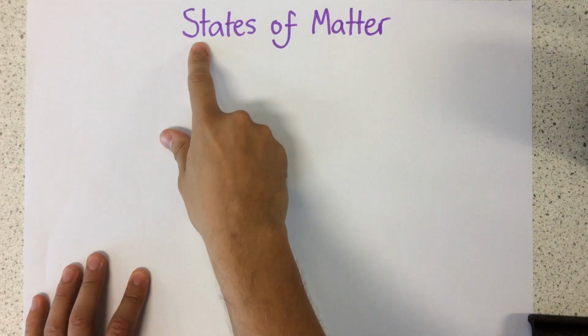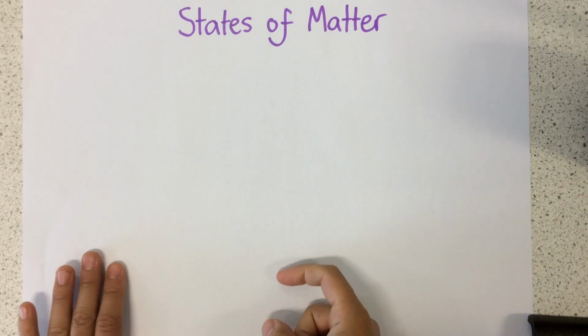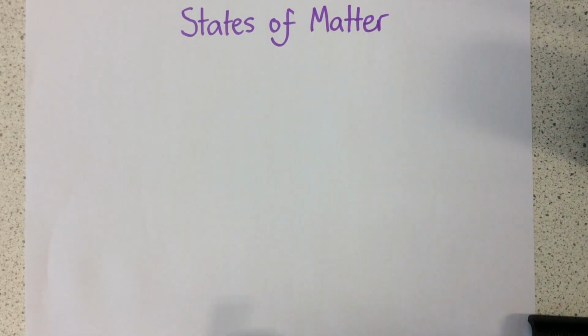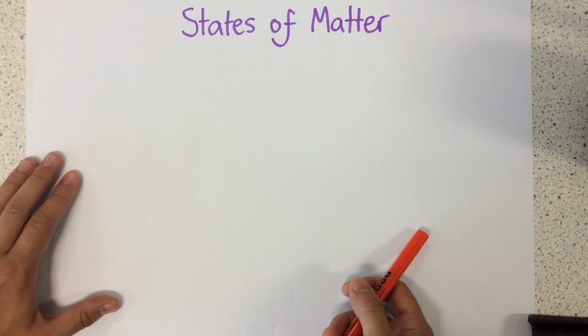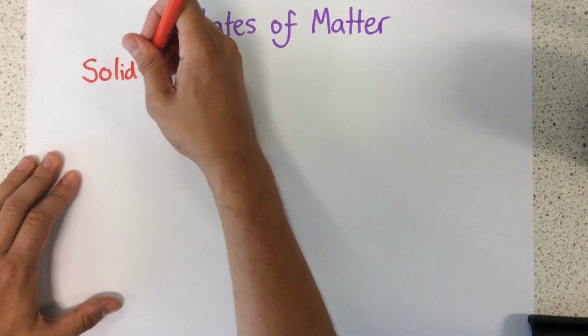Okay, today I'm going to talk to you about states of matter. There's 3 different states of matter: solids, liquids and gases. I'm going to show you the similarities and differences between all 3 states of matter. So we're going to start off by looking at solids.